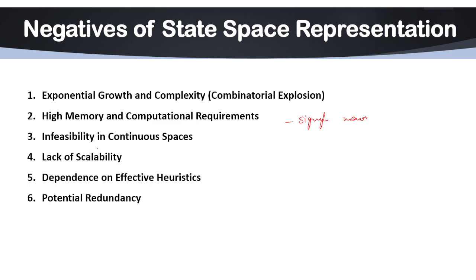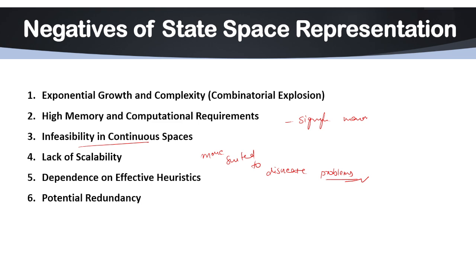Another is the infeasibility in continuous spaces. This representation is more suited to discrete problems. And when the problem involves continuous variables, like controlling a robotic arm's movement in real world value space, etc., this is the continuous variable. Discretizing these variables may lose precision or require additional methods to handle. That is the infeasibility in continuous spaces.